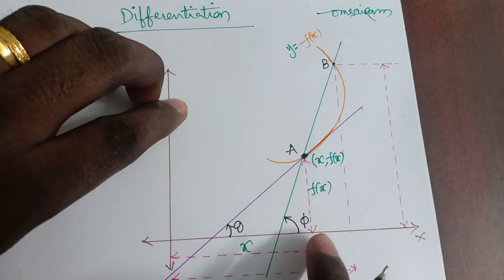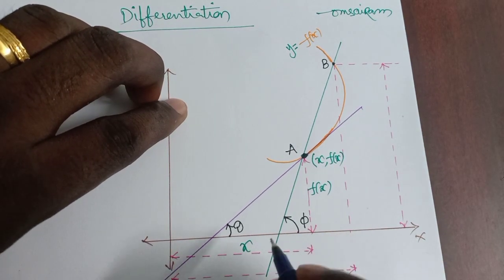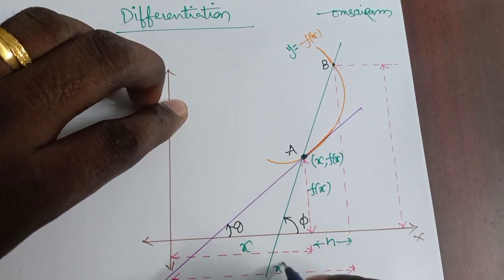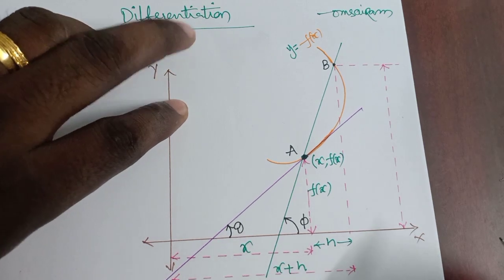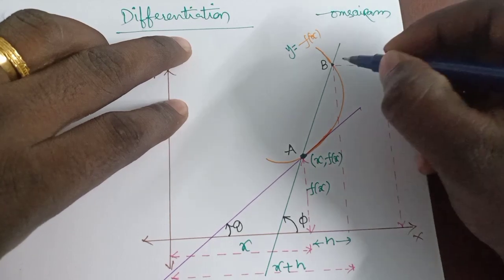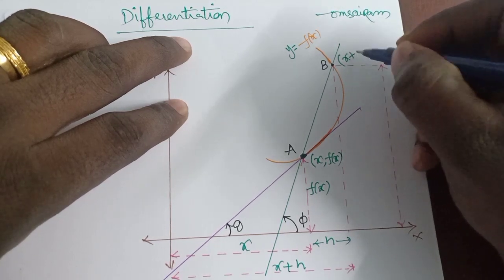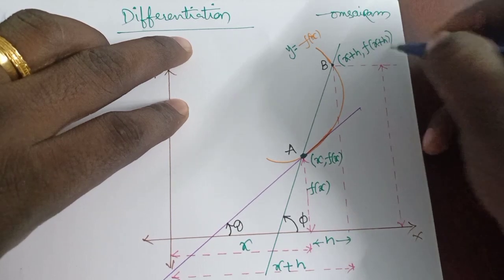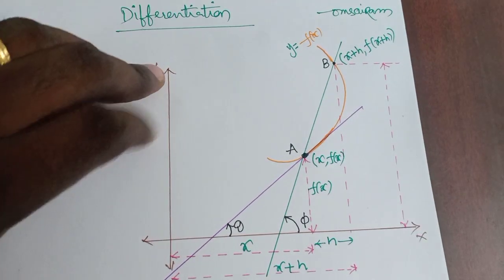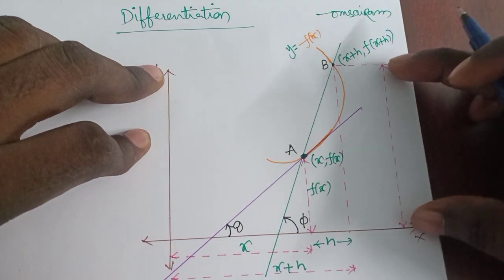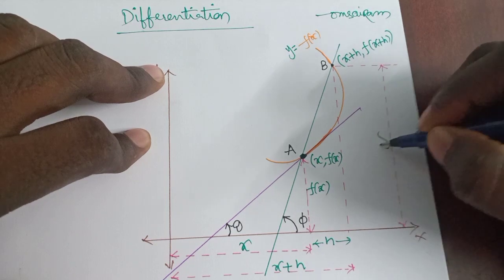Now as the x value moves to some other value, which means the distance between these two is h, then the x coordinate is x plus h. So B is what? x plus h comma f of x plus h. The y coordinate is f of x plus h, and clearly the y coordinate length is f of x plus h.